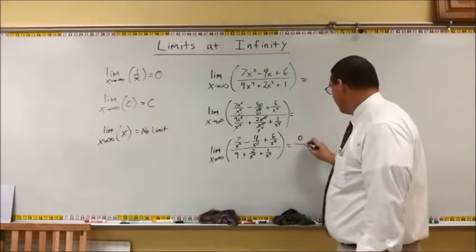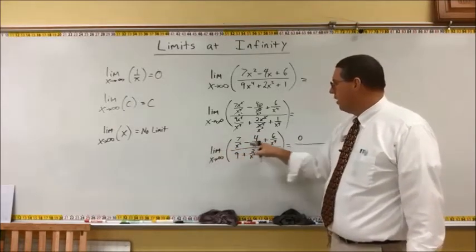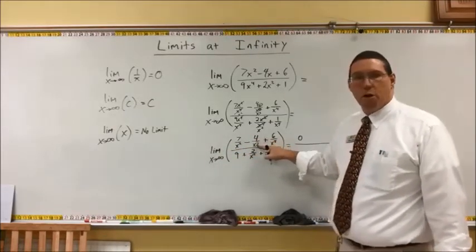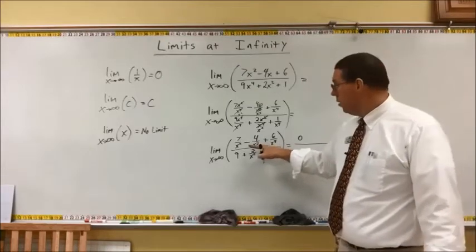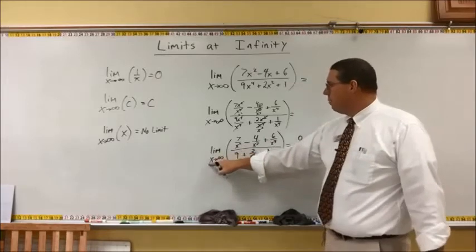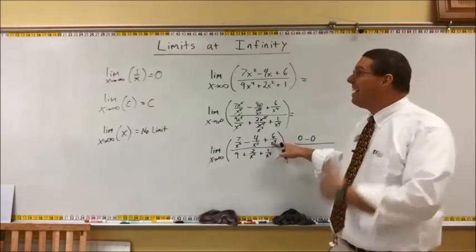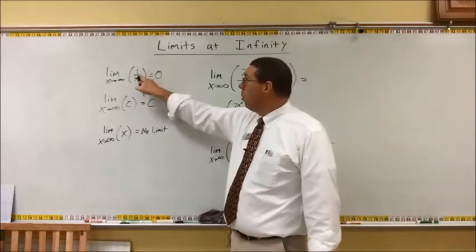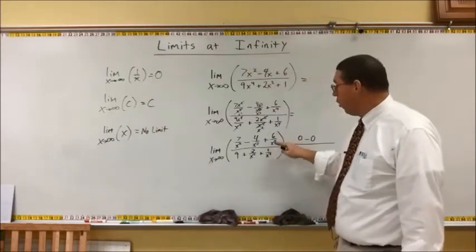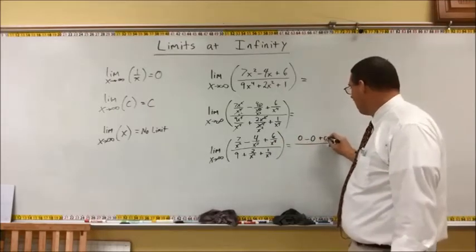So we're going to make a fraction here. How about, what's the limit as x approaches infinity of 4 over x to the 3rd? Also 0. So minus 0. And then what is the limit as x approaches infinity of 6 over x to the 4th? Again, it's of the form 1 over x. It's a constant over an x. So it's 0, so plus 0.